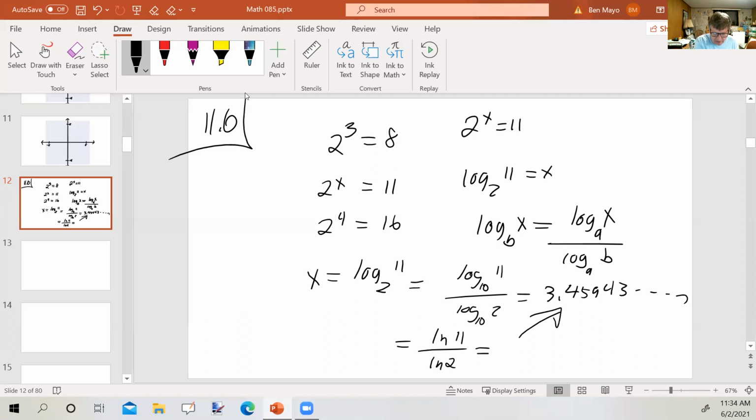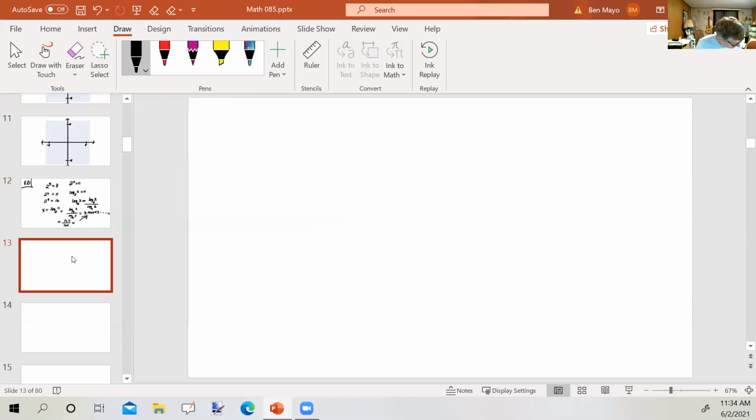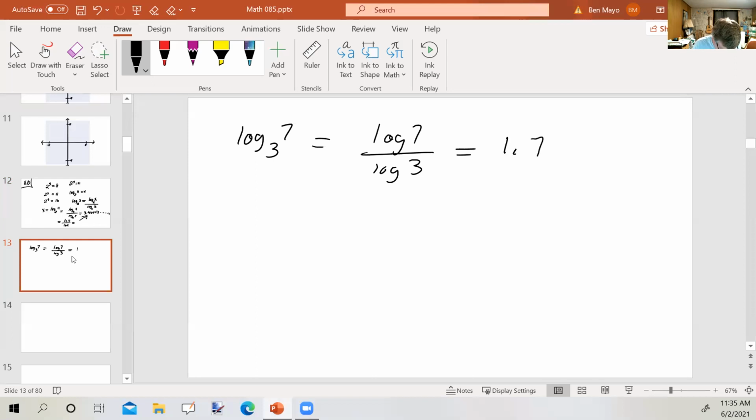Let's look at some more examples of that. Let's say we've got log base 3 of 7. We could rewrite that as log base 10 of 7 over log base 10 of 3. And going to the calculator, we have log base 10 of 7 divided by log base 10 of 3. And what do I get? It says to go to 4 decimal places, 1.77124, etc. The 4 would round down, so 1.7712.